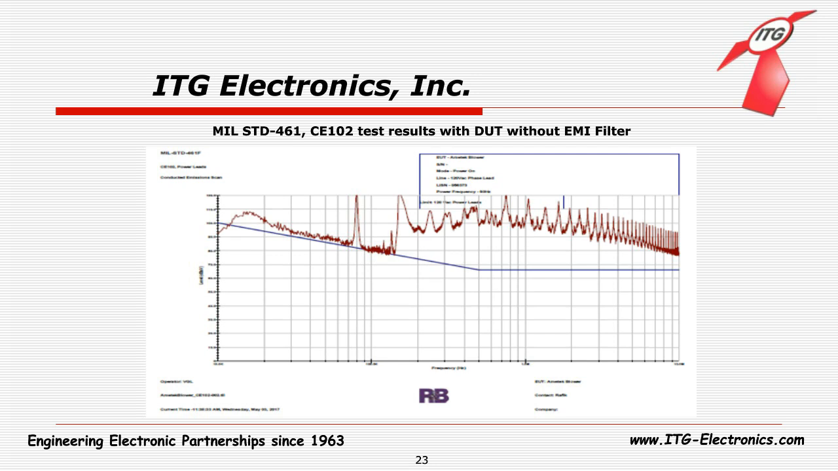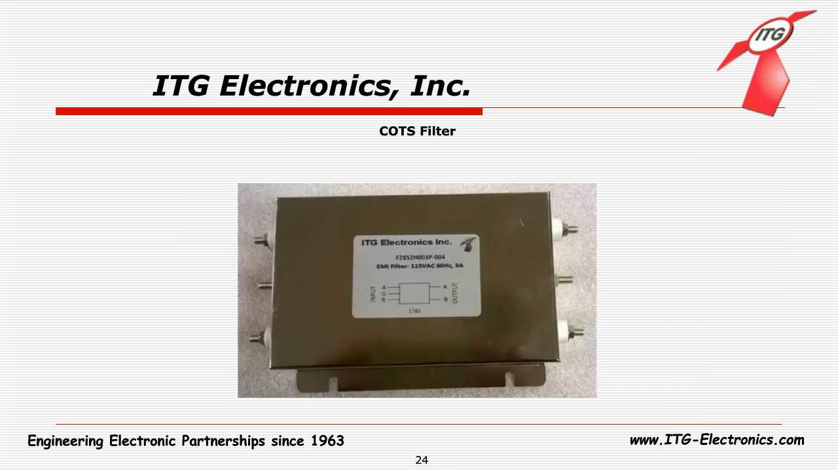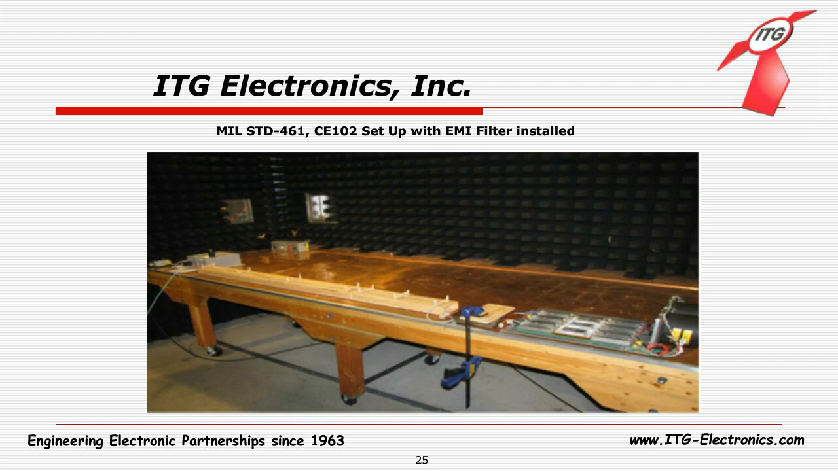Based on the test result, comparing the results with different filters, a unit is chosen. In this case, it's an ITG filter, and the filter is installed between the LISN and the unit under test. The filter which was chosen is a COTS filter.